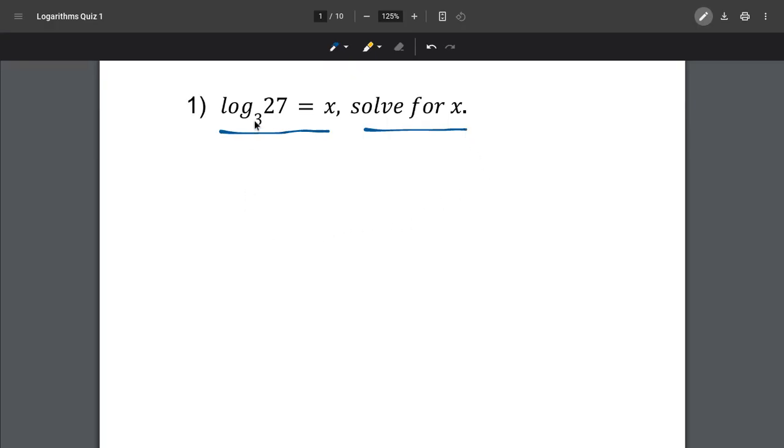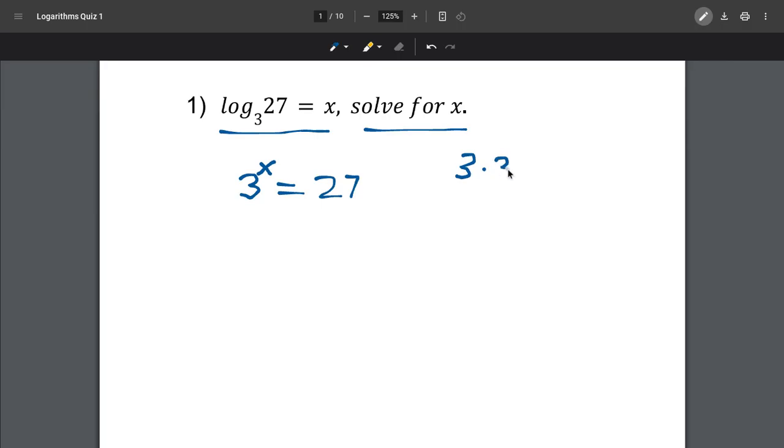So first thing, I'm going to rewrite this in exponential form. So I'm going to write 3 to the power of x equals 27. And so what we're really looking to see here is how many 3's do we multiply together to get 27. So let's check it out.